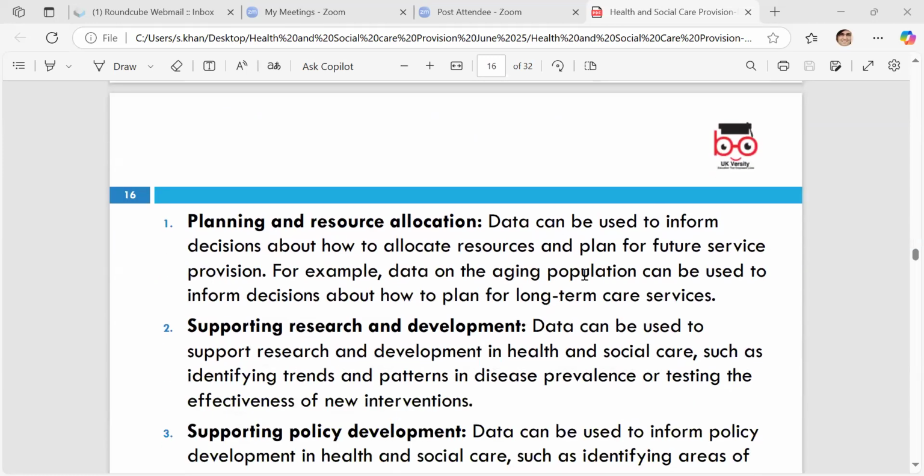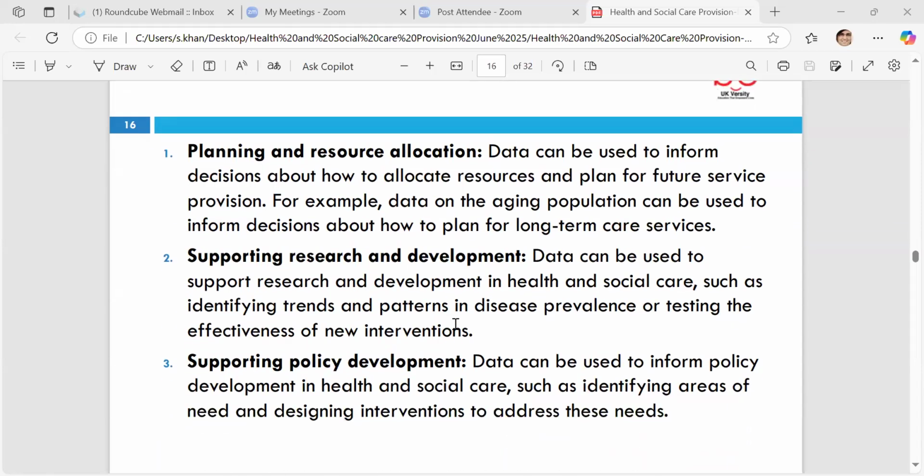Then we've got planning and resource allocation, whether there's a need to have resources in place, and planning for future provisions. Data on an aging population can be used. Supporting research and development, data is used to support future research, such as trends in diseases or testing.